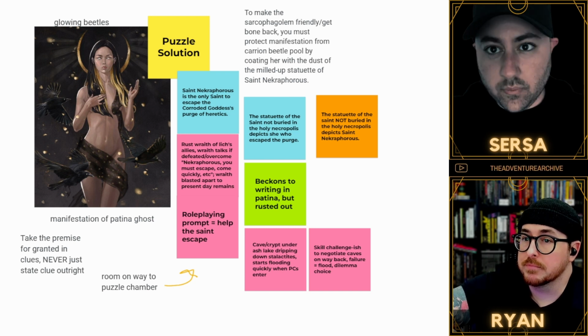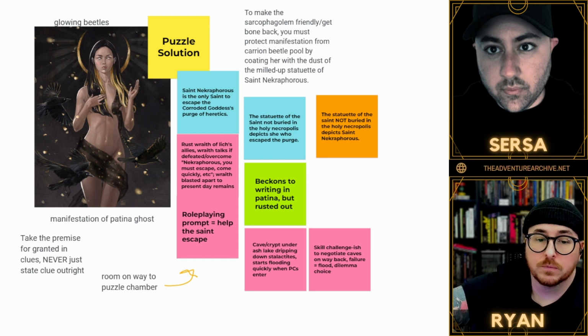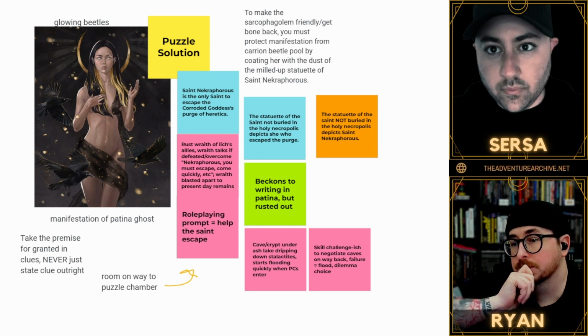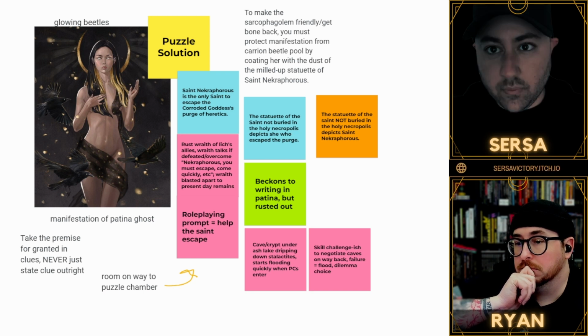But yeah, it could really be at this point anything we want, and that's something that we didn't touch on a whole lot. Two elements of the puzzle need to be the reward and the punishment. So obviously, if the players screw up and cover the manifestation of the patina ghost in the wrong statuette dust, that'll be a problem, and that's where you would go to your trap or your monster process and design something there, right?